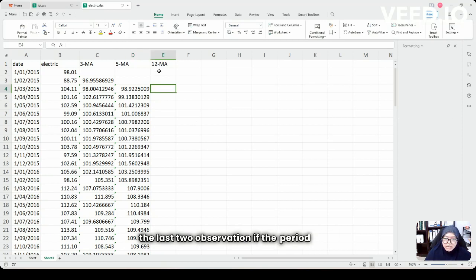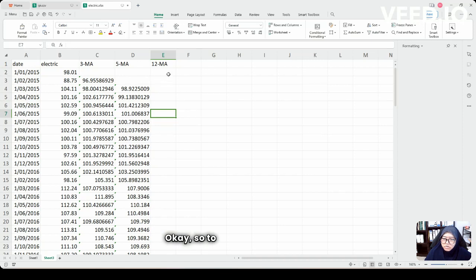If the period of the moving average taken is an even number, hence we need to do a centering. So I use a 12 moving average because the data is a monthly data series. So for the 12 MA moving average, you will lose the first 6 observations and then the last 5 observations.